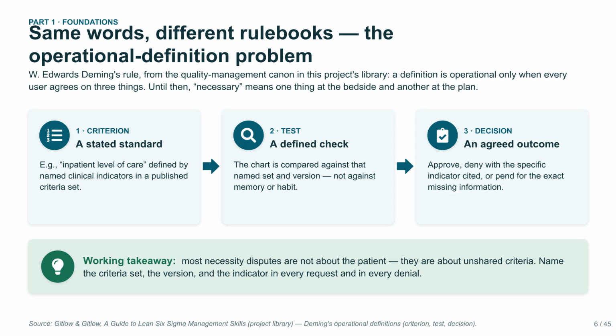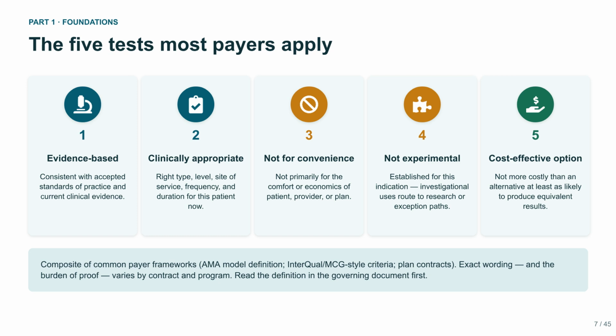Many disputes stem from an operational definition problem. Following Deming's quality principles, a definition is only functional when all parties agree on the criterion, the test, and the outcome. If you are not naming the specific criteria set, version, and indicator in your request or denial, you are inviting conflict. Most payers apply a 5-part test to determine necessity.